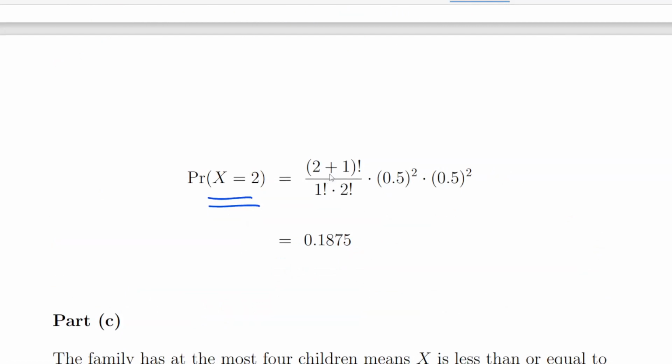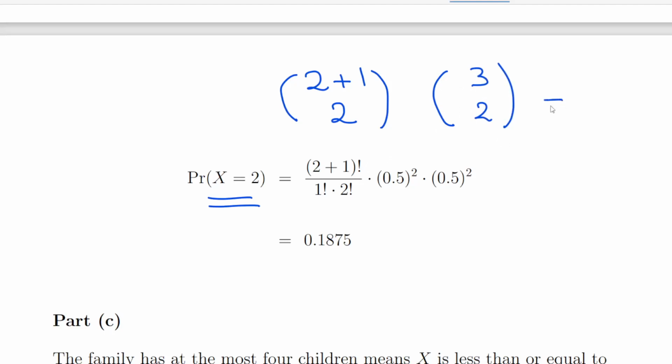So here what we do is work on our binomial coefficients. Okay, so again, this is 2 plus 1, choose 2. So that is from 3, choose 2. And you should work that out. It should be fairly straightforward to work that out. That actually works out to be 3. Okay, so that's what that will work out to be. 0.5 to the power of 2 times 0.5 to the power of 2. Working that out, it should be 0.1875.